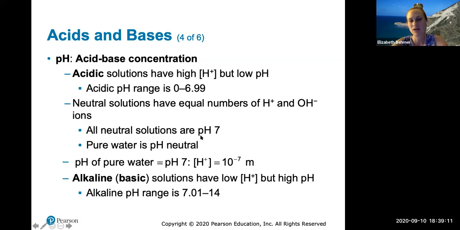You should just know that pH neutral is 7, acidic pH is 0 to 6.99, and anything greater than 7 is what we call alkaline or basic. They will have a low hydrogen ion or proton concentration, but a high pH, ranging from anything greater than 7 to 14.